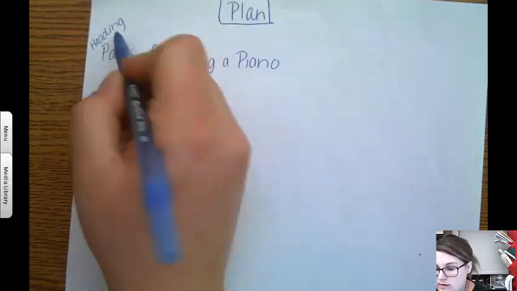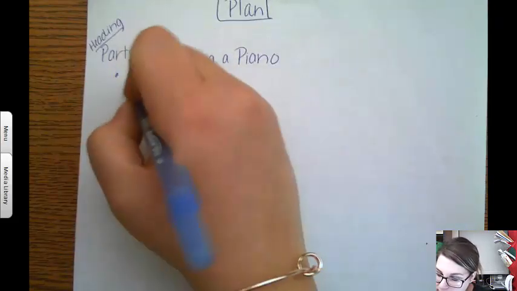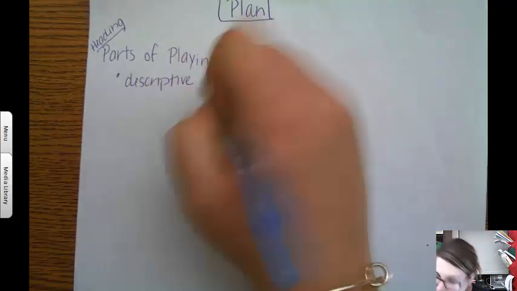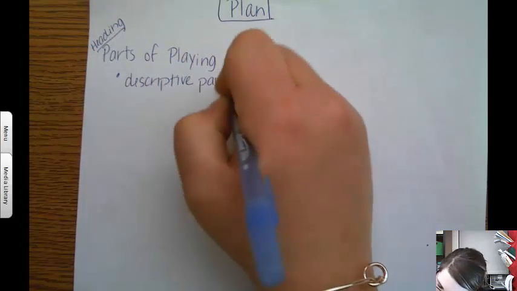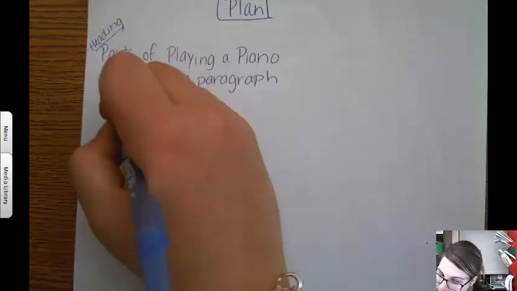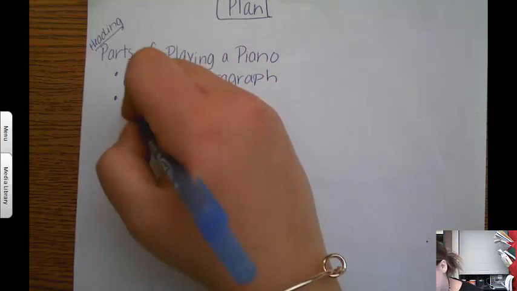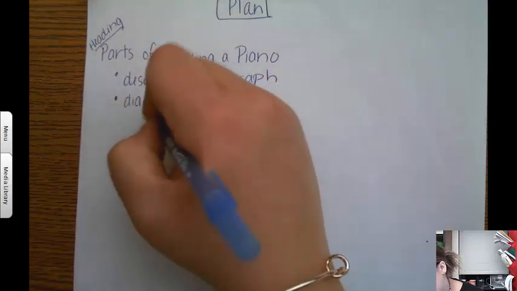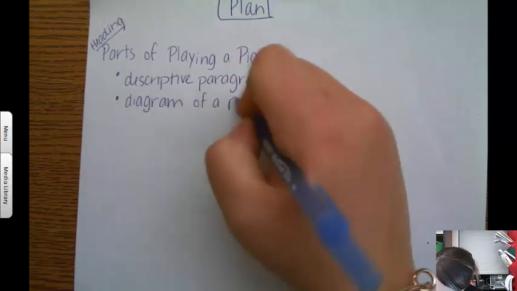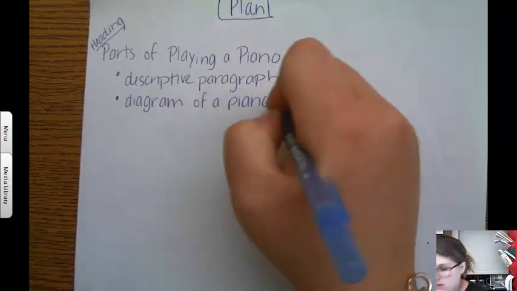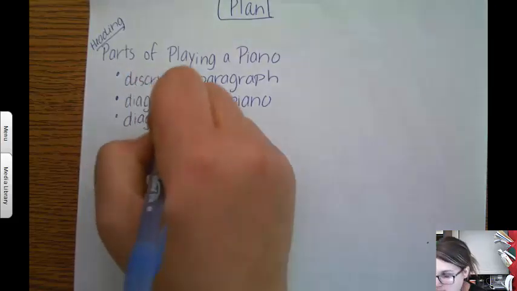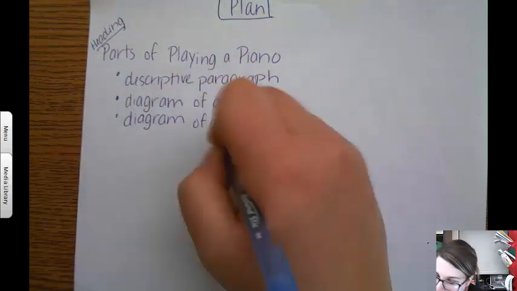And underneath this heading, I really want to have a descriptive paragraph, and I really want to have a diagram of a piano and a diagram of note names.